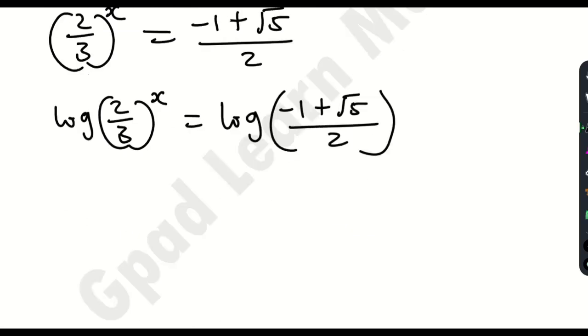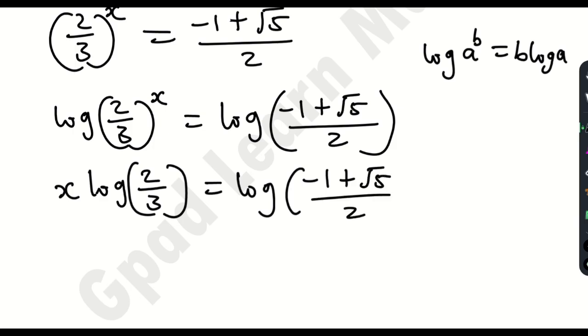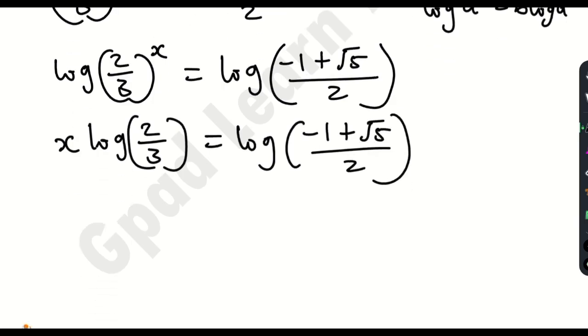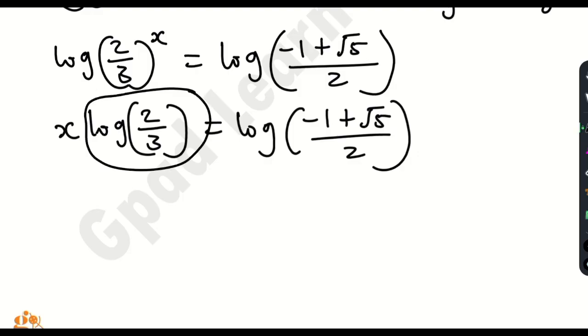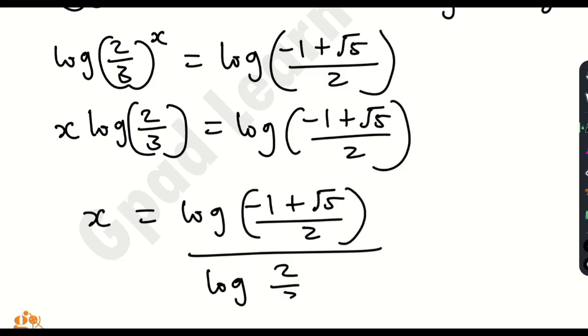Okay. So from one of the laws of logarithm, this x will be used to multiply the logarithm. If you have log a raised to the power b, this is equal to b log a. One of the laws of logarithm. So I'll do exactly the same thing here. That will be x log 2 over 3 is equal to log of negative 1 plus root 5 over 2. Since I'm interested in getting x, I will divide both sides by log 2 over 3. So I have x, which is equal to the logarithm of minus 1 plus root 5 over 2, all divided by the logarithm of 2 over 3.